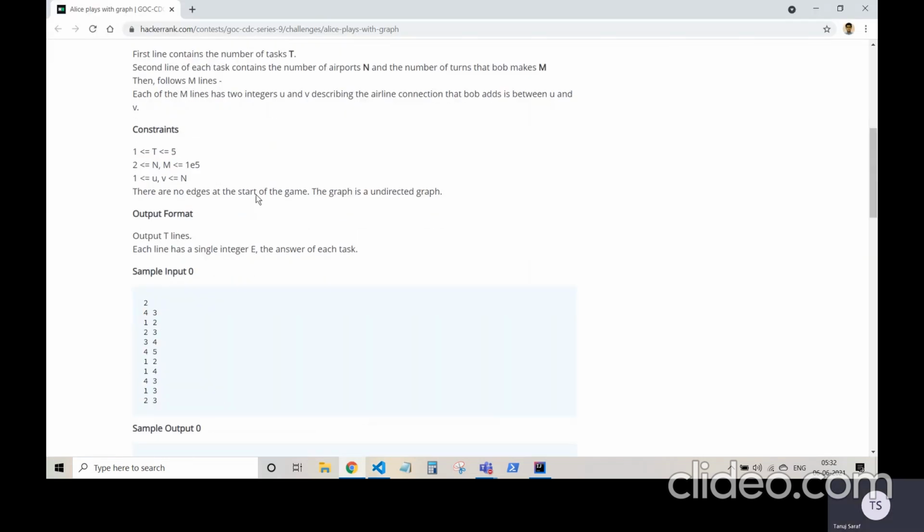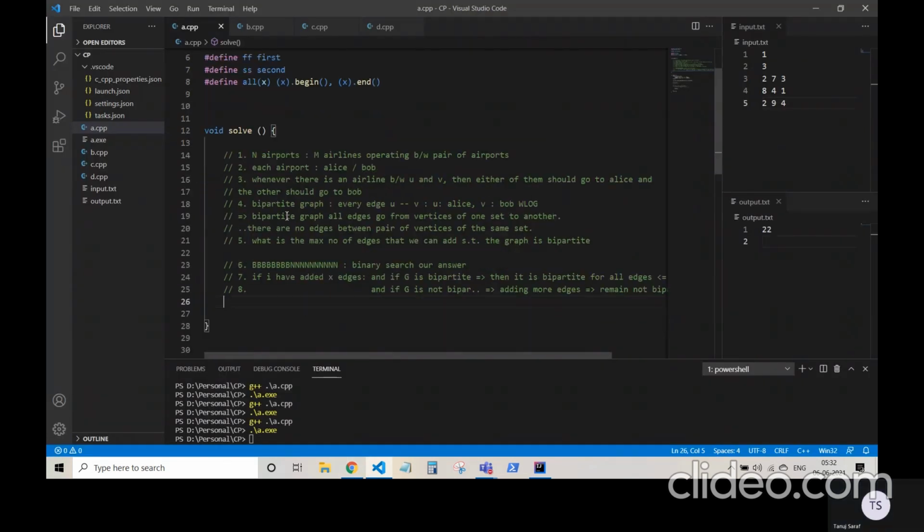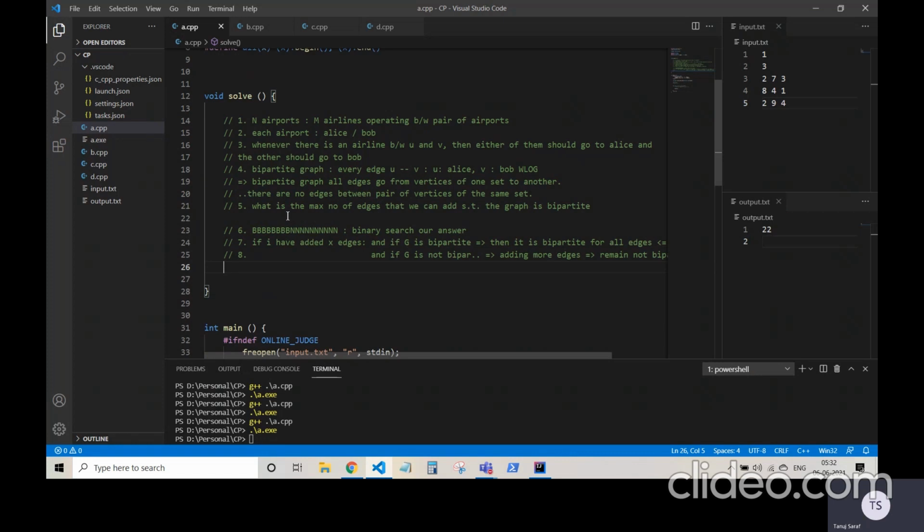And you can see the constraints of the question, both n and m go to 10 to the power 5, right? So clearly we cannot add each edge and then do a full BFS or a DFS to check whether the graph is bipartite or not, right? I'm not going into how we check if a graph is bipartite or not. The basic principle is that we do not want any cycles of odd length, right?